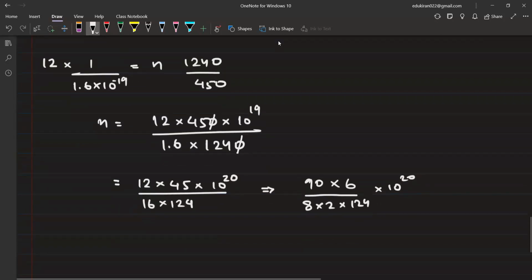I think it will be a bit easier. So 2 and 3s are, right? And then what we can cancel even more now. 124 into 8. I think these things can be cancelled easily. It will not take much time. Let's do it now.